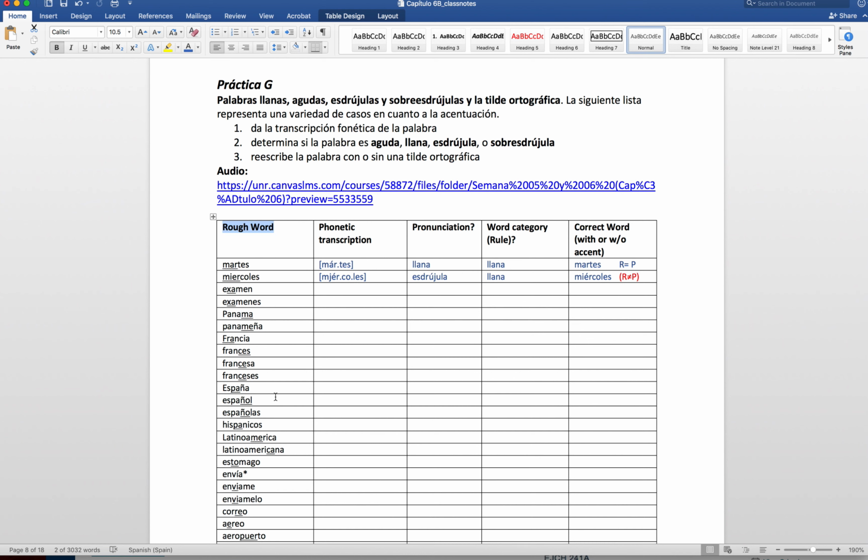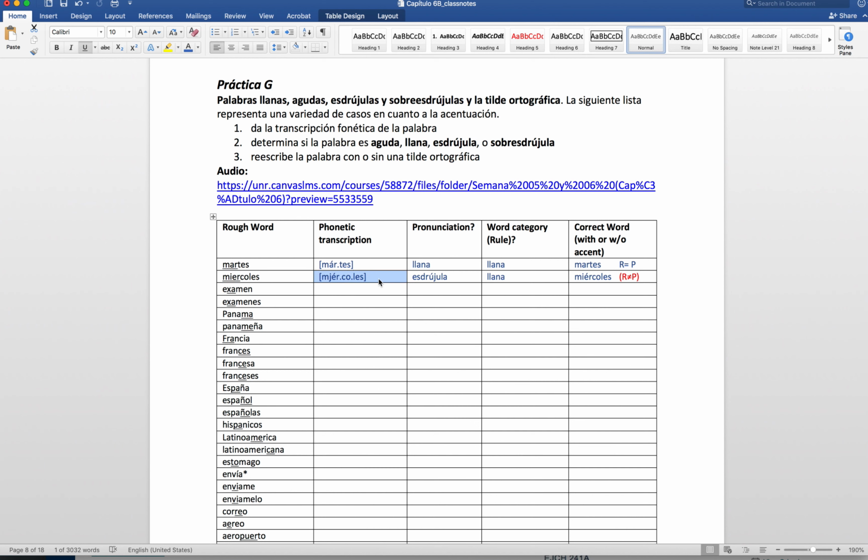Rough word, we don't know, I haven't included any accent marks because that's what this is practicing. You're writing to see if a word needs an accent mark. So does this word need an accent mark? Martes? Well, since the pronunciation matches the rule, which I have here, no accent is needed. In the second one, I have miércoles, where I have underlined the syllable M-I-E-R, mier.